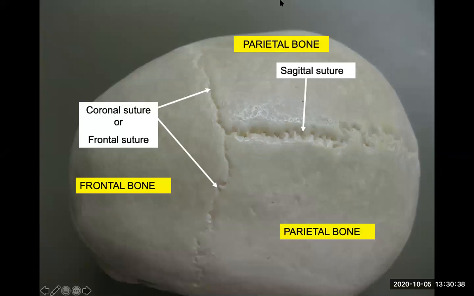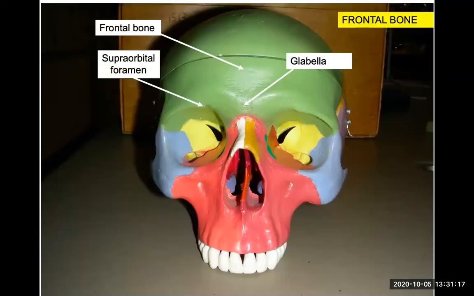If you're looking at the superior view of the skull, basically from the top, here is the frontal bone, and these two are the identical parietal bones for the right and left. Again, notice right here is the connection, or the suture, between the frontal bone and the parietal bones, called the coronal or frontal suture. And the suture that connects the two parietal bones together is called the sagittal suture. The word sagittal should sound familiar to you because it was also one of the planes that we can divide the body based on.